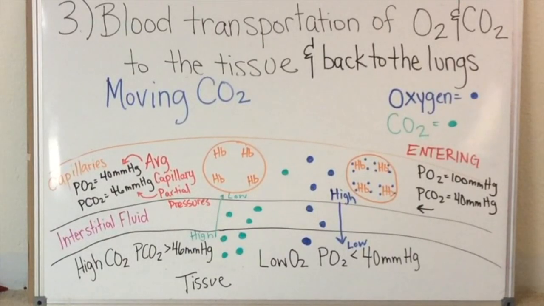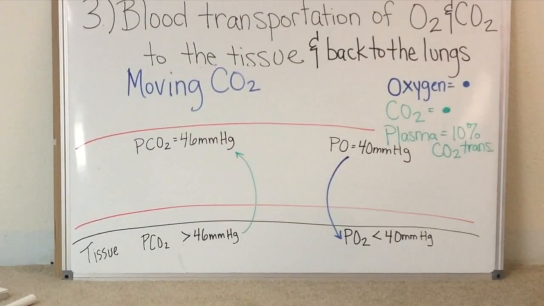How do we transport carbon dioxide back to the lungs to be expired through our airways? Based on the partial pressures, we can see that oxygen will move from the blood into the tissue, and carbon dioxide will move from the tissue into the blood. Similar to oxygen, carbon dioxide is not readily dissolved within the plasma. Plasma can only hold about 10% of the total carbon dioxide that our tissues produce at rest.